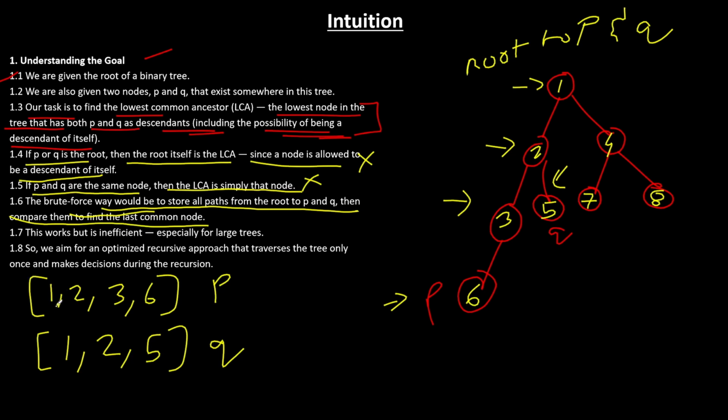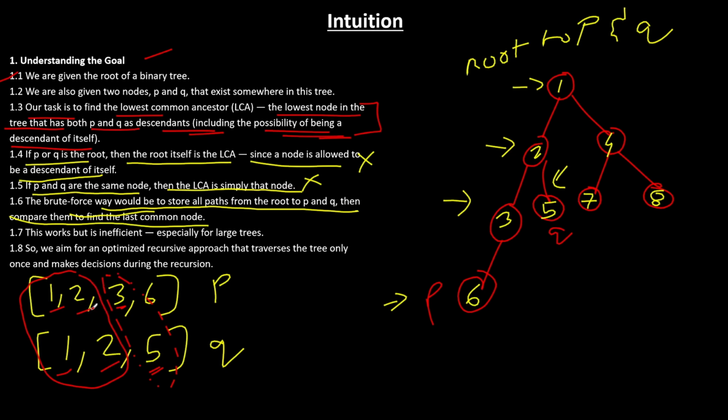So if you could see, 1 and 1 are matching. Fine. 2 and 2 are matching. But the next node 3 is not matching with 5, right? So this particular thing tells us that till here the path was the same, right? Common sense. From the start to 2, the path was the same. Then the path got separated.